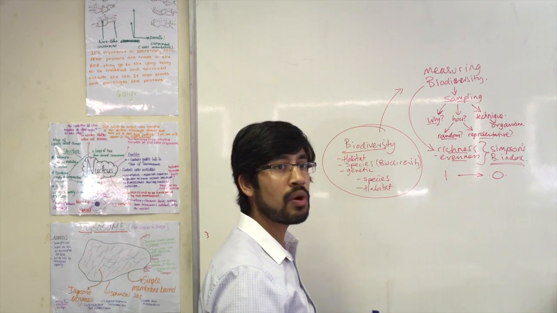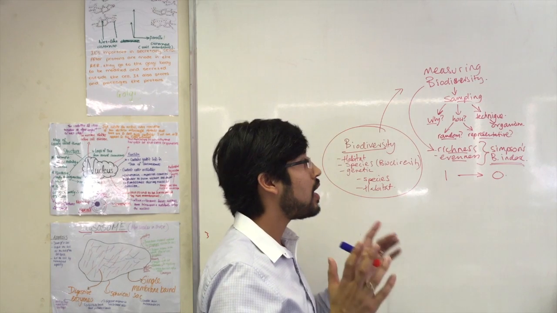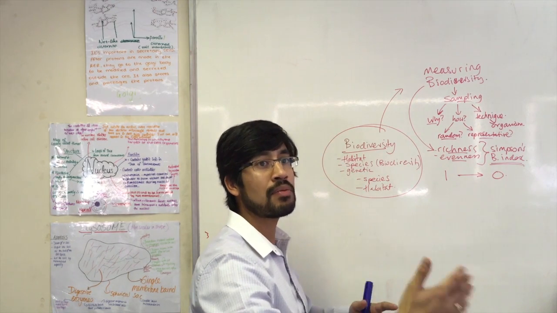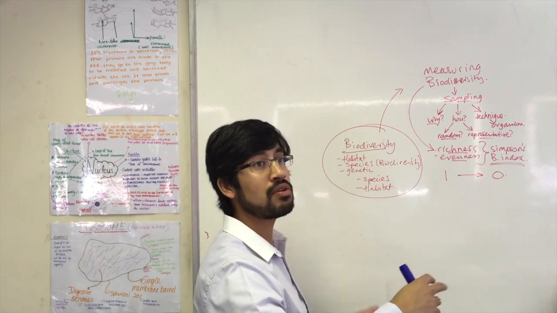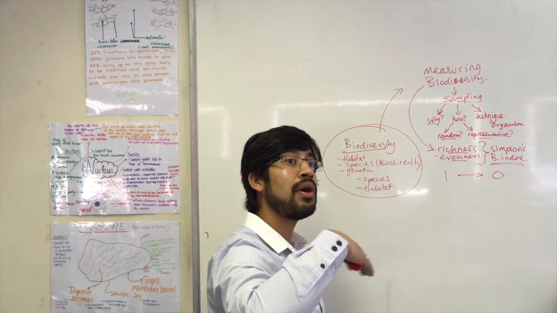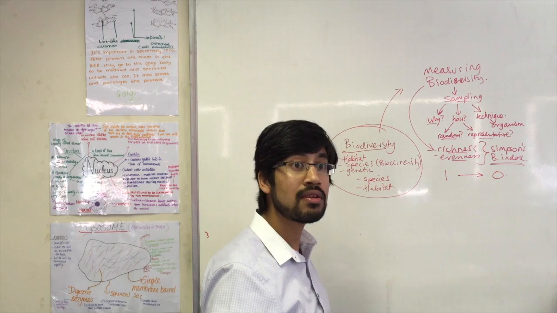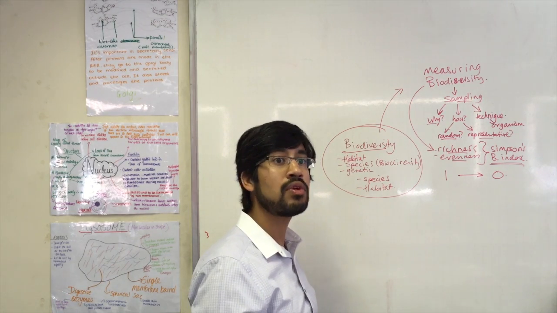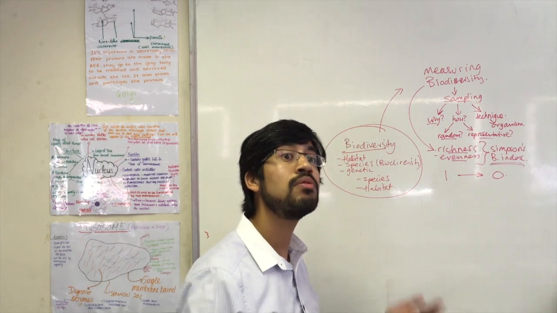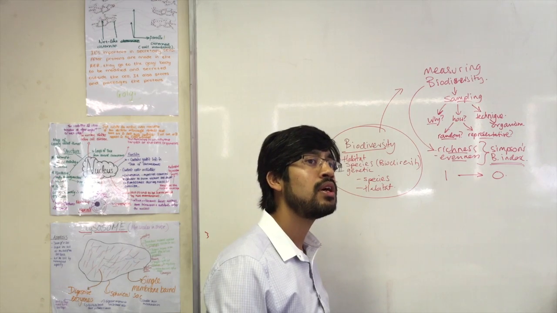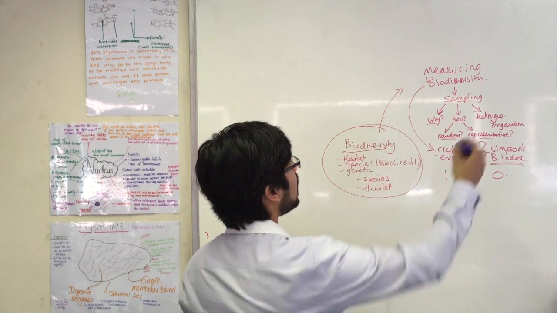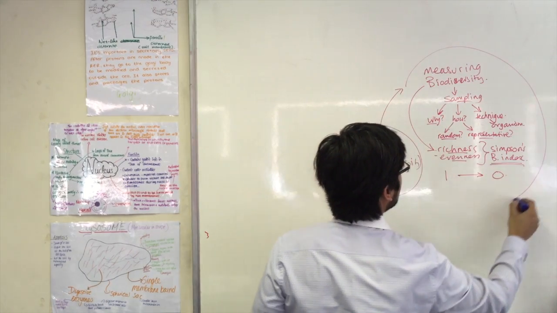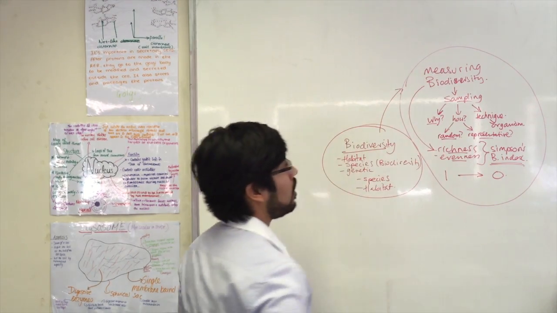So 0.5 on its own is neither high nor low. However, in comparison to something else, it might be high or low. If you're comparing it to another area that has a biodiversity of 8.8, then in comparison it's low. And if you're comparing it to somewhere else that's got 0.2, then comparatively it's higher. All right? Okay, so that is measuring biodiversity.